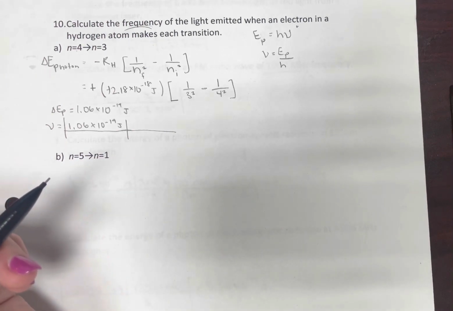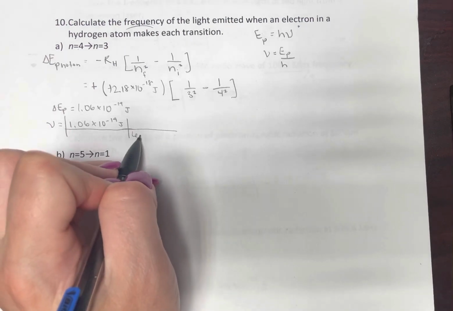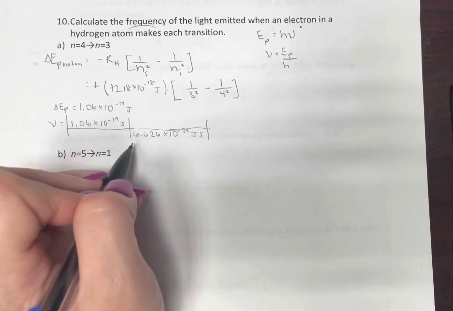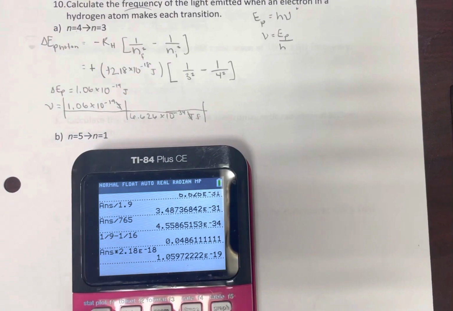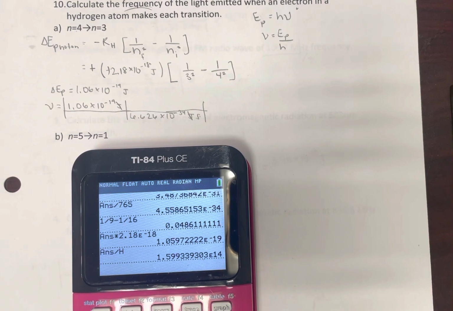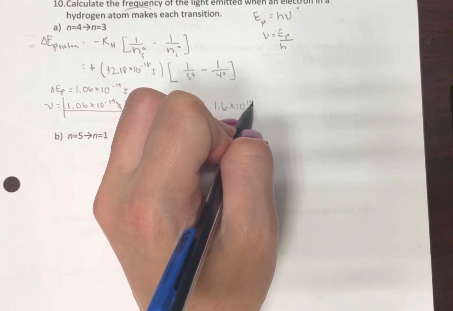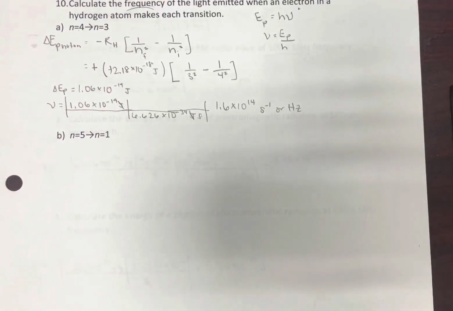divided by 6.626 times 10 to the negative 34th joule seconds for Planck's constant. Frequency is an inverse unit, so seconds should be in the denominator. That's correct. So let's just divide that by h and get a number: 1.6 times 10 to the 14th. And you can say inverse seconds, or you can say hertz.